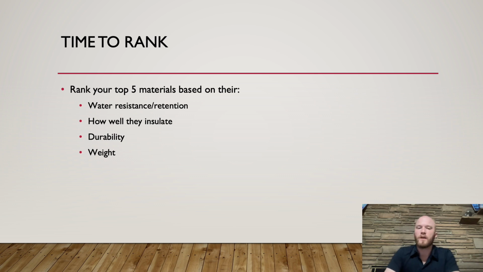So maybe bubble wrap is great for insulation, but not for the waterproof part of the water bottle. So you might use it on the outside, but line the inside with something like wax paper, for instance. So this ranked list will become the backbone of your prototype design. So take your time on it and make sure it's thoughtful.